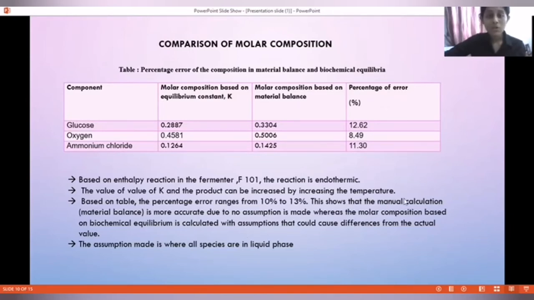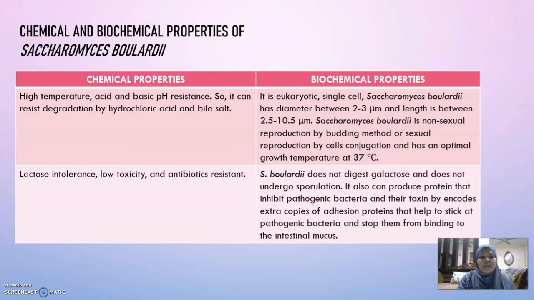Next, based on the enthalpy of reaction in the fermenter, the reaction is endothermic. So, the value of K and the product can be increased by increasing the temperature. That's all.